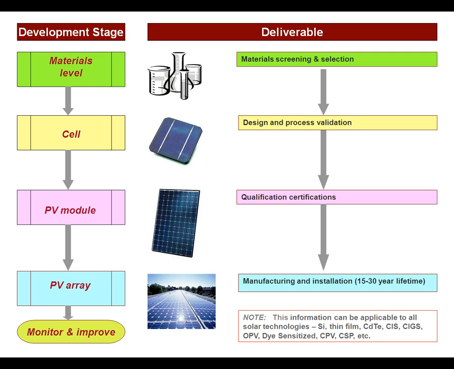So you're really looking at screening and selection processes. At the cell level, you're looking more than likely at design and process validation. You've already selected your materials and said, yeah, these appear to be good enough. But how do they work together in a package? When I put them together in the package of a cell, and I have to do that with process and so forth, do I have a product at the end of that is likely to be successful in a module?